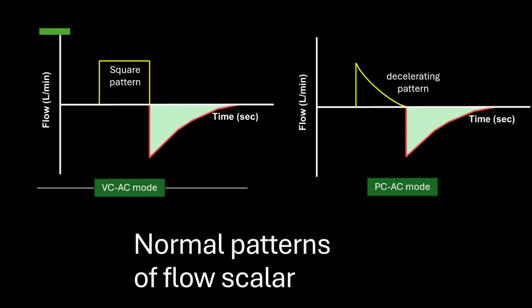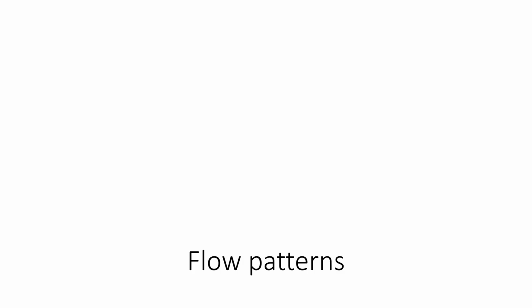Basically, there are two types or patterns of flow scalars: square wave and decelerating pattern. Square wave is most commonly seen in volume control and decelerating pattern is commonly observed in pressure control. But nowadays in modern ventilators, even a decelerating pattern can be observed in volume control mode. There is an option in volume control mode in modern ventilators where you can switch the flow patterns. However, there is another flow pattern which can also be seen.